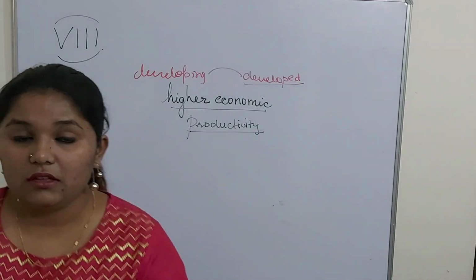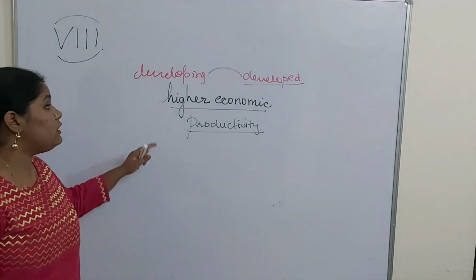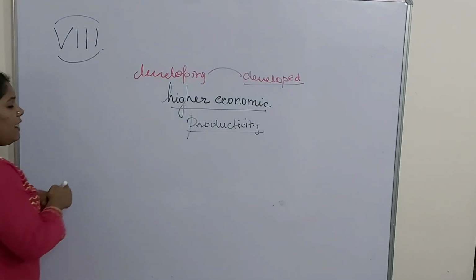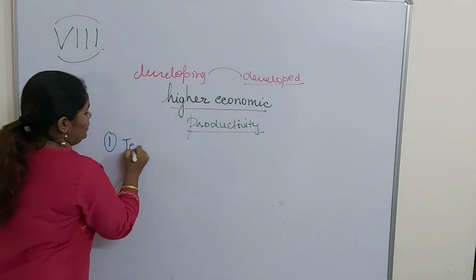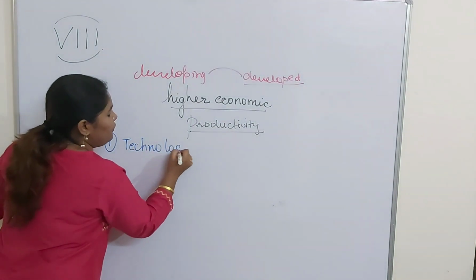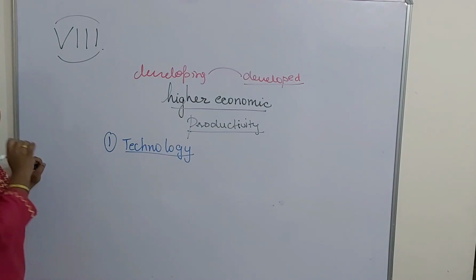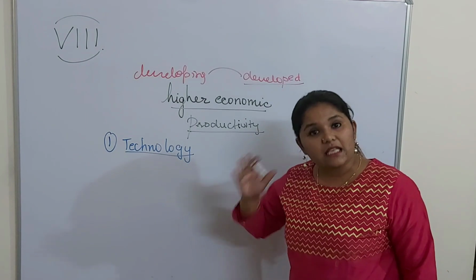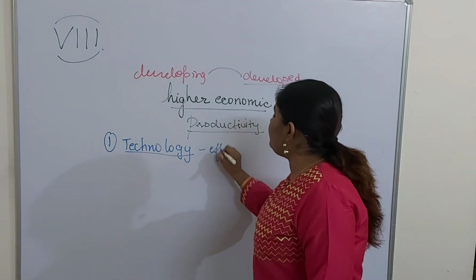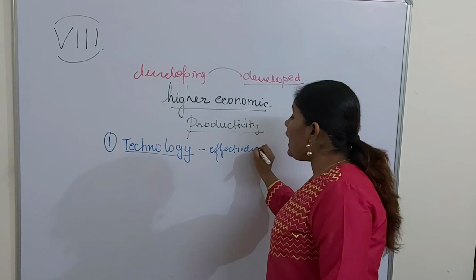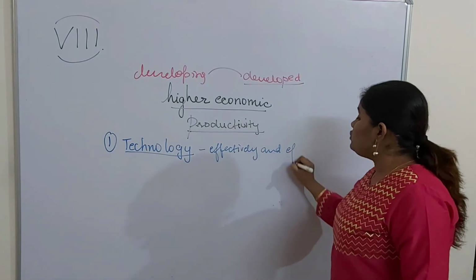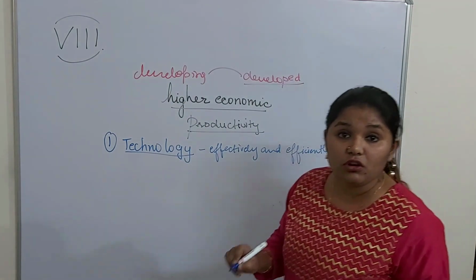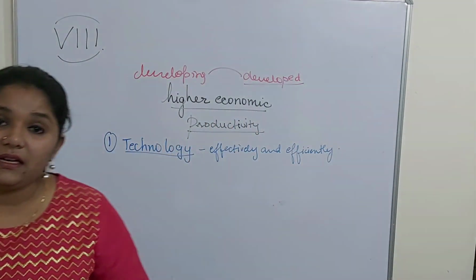country. Now the first method which we have to follow to increase high economic productivity is that we have to develop technology. The first method is the development of technology. Technological development should be in such a way that it is effectively and efficiently used. Whichever technology we are developing should be appropriate for the resource and give us maximum satisfaction. Understood?